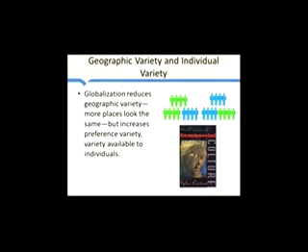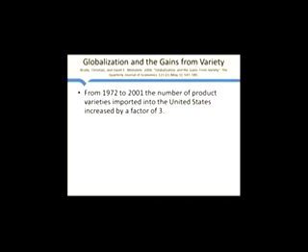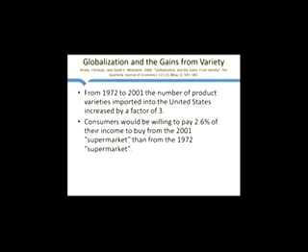Some estimates have been made of the benefits of increased variety, and they turn out to be quite substantial. From 1972 to 2001, the number of product varieties imported into the United States increased by a factor of 3. And by one calculation, consumers would be willing to pay 2.6% of their income to buy in the larger 2001 supermarket rather than the smaller 1972 supermarket. 2.6% of their income just from more variety.